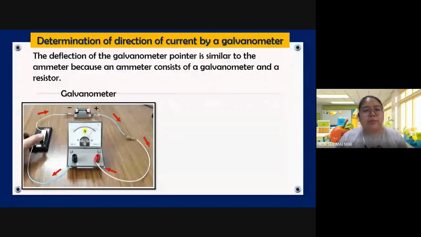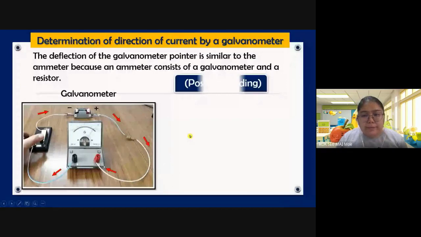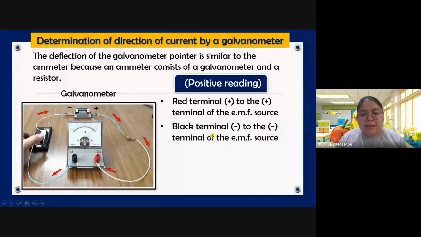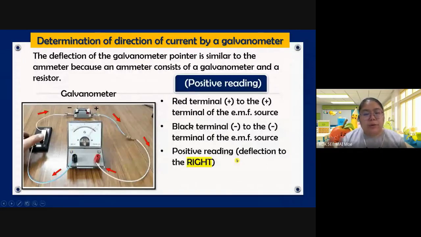We go through the explanation first. This is a positive reading. The red terminal is connected to the positive terminal, so that's why it produces a positive reading. The black one, the negative terminal, also goes to the negative terminal of the EMF source. So from here, the positive reading deflects to the right-hand side. You can see the pointer goes to the right-hand side, and the arrow is the same. The current goes in, and the galvanometer points following the current where it goes in.